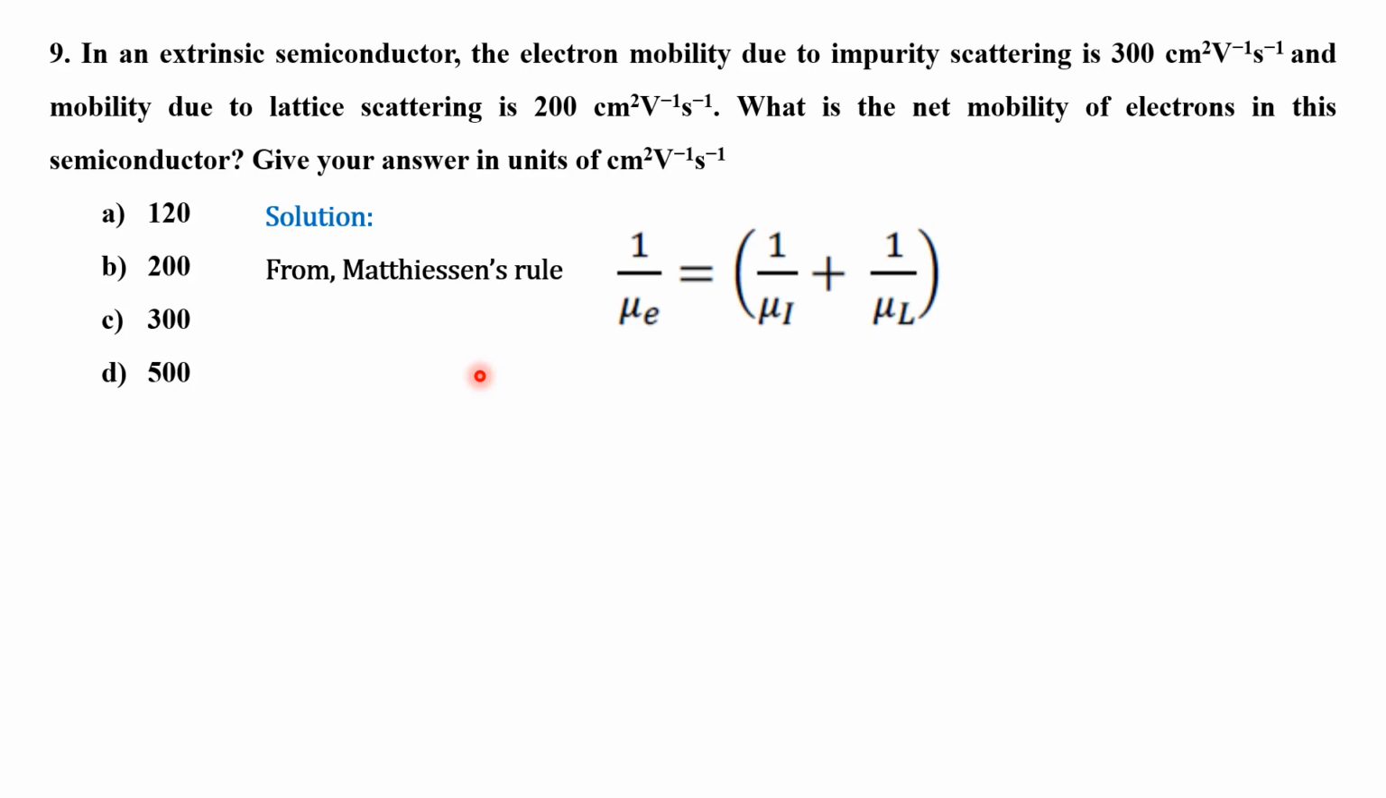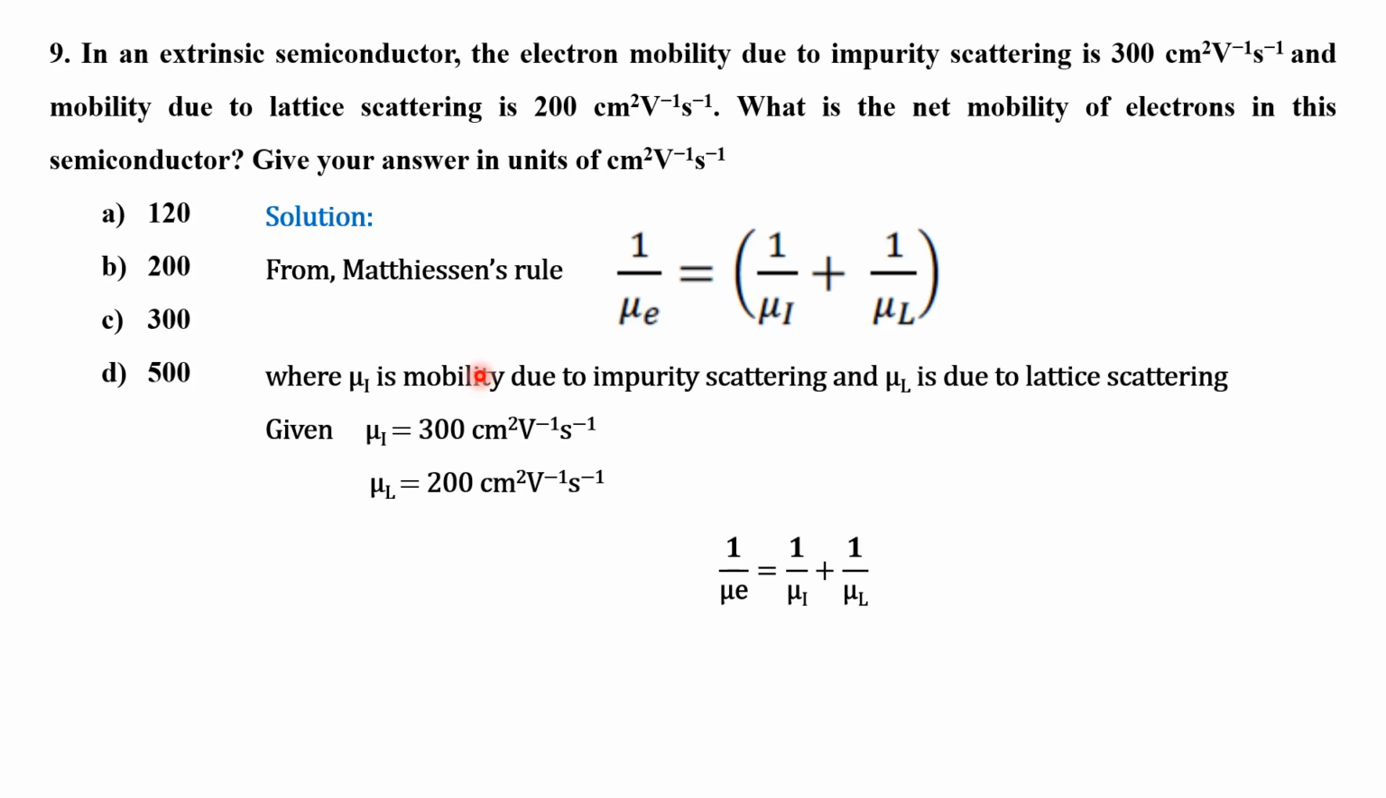So 1 by 200 plus 1 by 300, you'll get one value, and after that just take the inverse of that and you'll get 120. Hence mu E will be 120 cm square per volt per second.